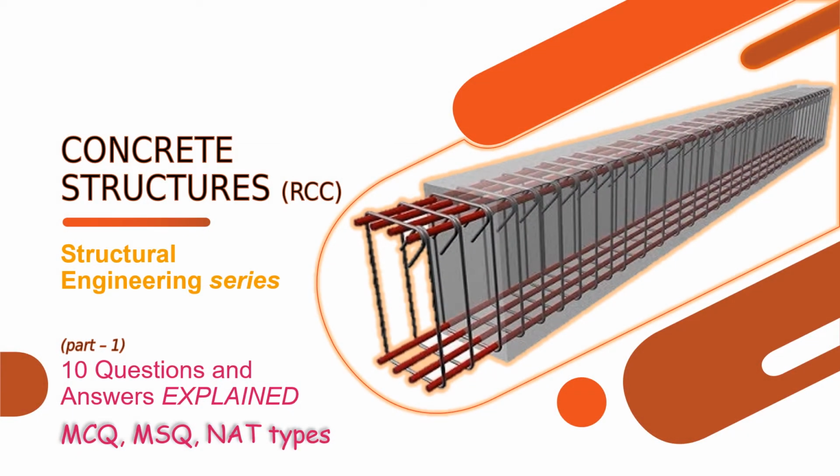In concrete structures, we deal with the design of RC elements such as slabs, beams, columns, and footings. Now in this video, we are going to focus only on three design parameters: design for shear, design for bond, and design for torsion. Now let's get into it.